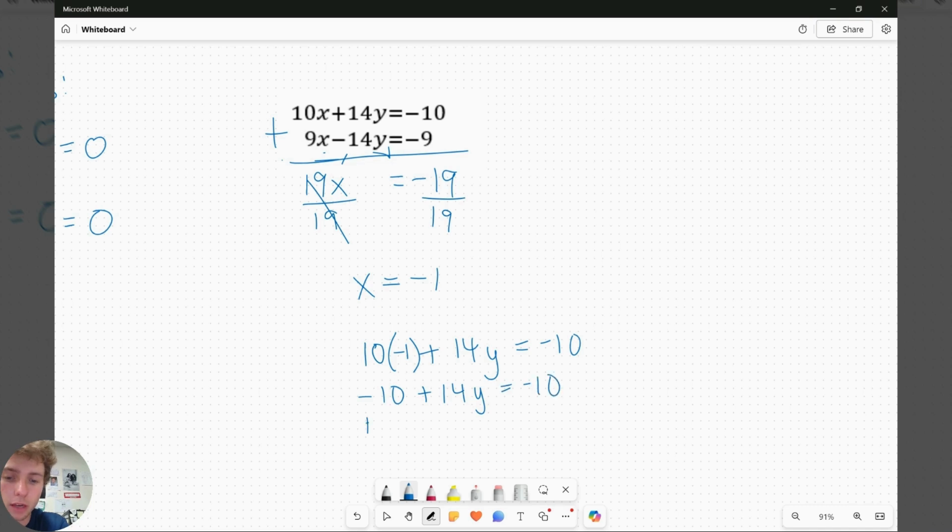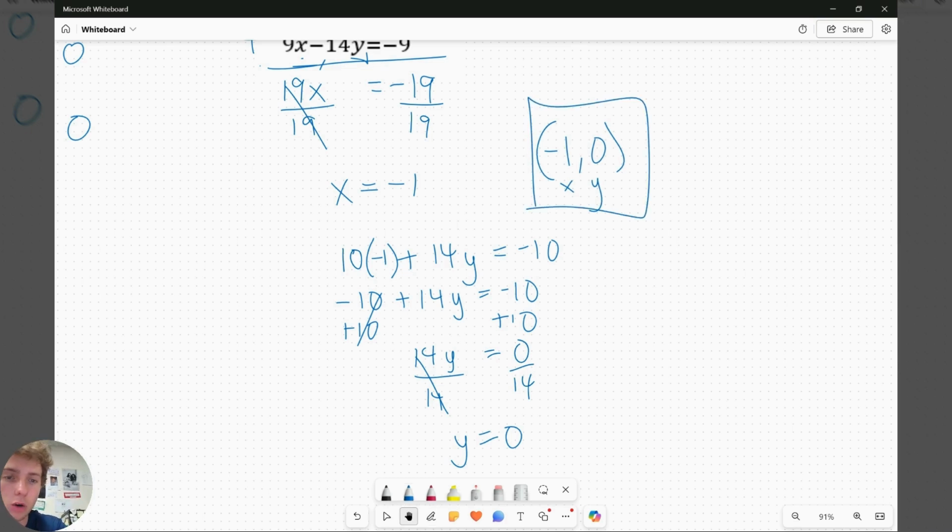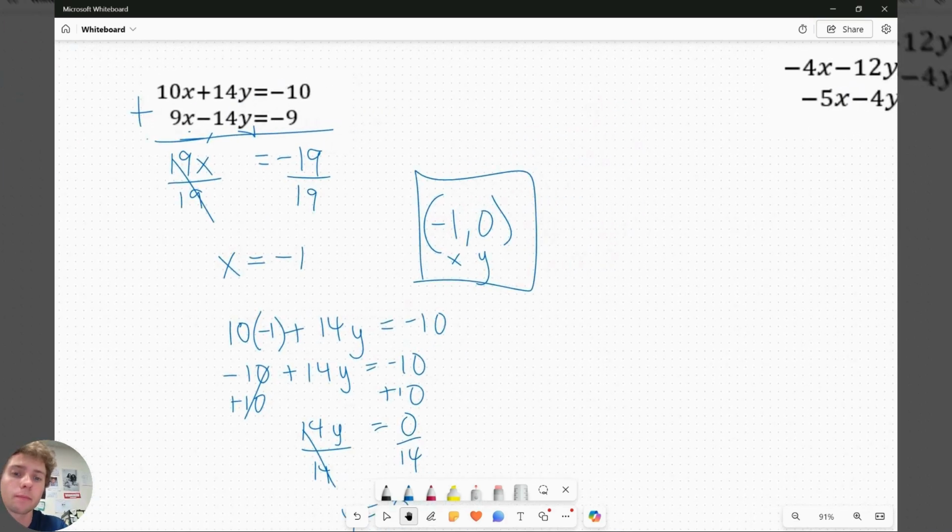If you need help solving, look back at some of our older videos on solving linear equations. We moved things over by doing the opposite, by doing the inverse. So we were subtracting, the opposite is addition. Now the 14's multiplying, so I divide. We end up finding our solution is (negative 1, 0), x comma y. You can always rewrite your answer as a coordinate when we have x and y.